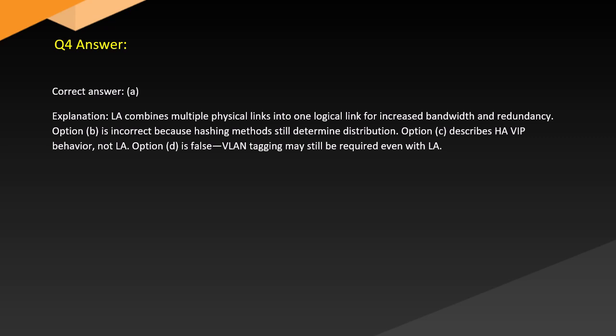Option B is incorrect because hashing methods still determine distribution. Option C describes VRRP behavior, not LA. Option D is false. VLAN tagging may still be required even with LA.